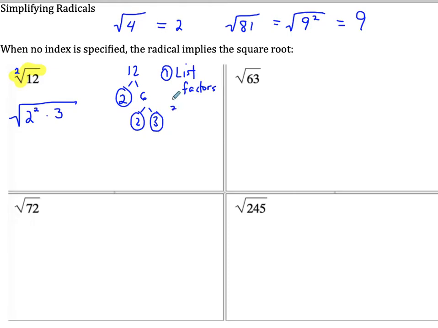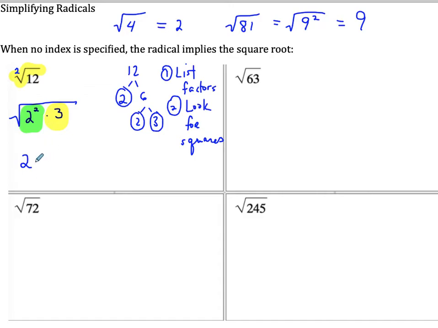And then the second thing I'm really doing is I'm looking for squares. Look for squares. So if I look here, I've got 2 squared. And the square root of 2 squared is 2. The square root of 4, right, is 2. So I can take the square root of this 2 squared. That's 2. But I can't take the square root of this other part. I can't take the square root of 3. There's nothing that multiplies by itself to give me 3 exactly.